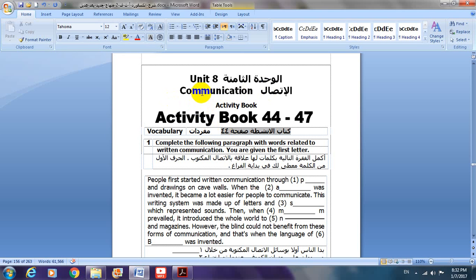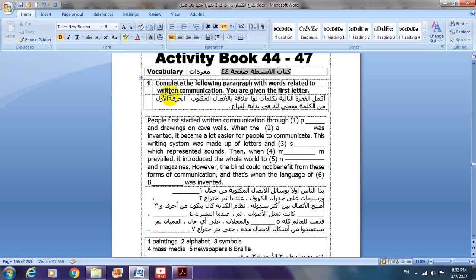Unit 8 Communication, Activity Book, pages 44 to 47. 1. Complete the following paragraph with words related to written communication. You are given the first letter.